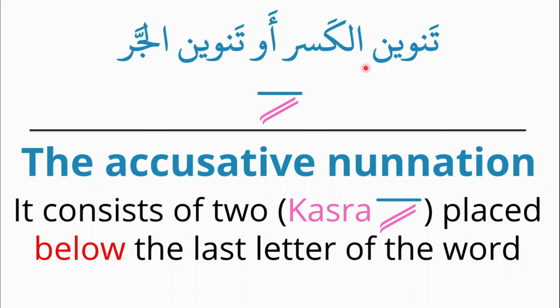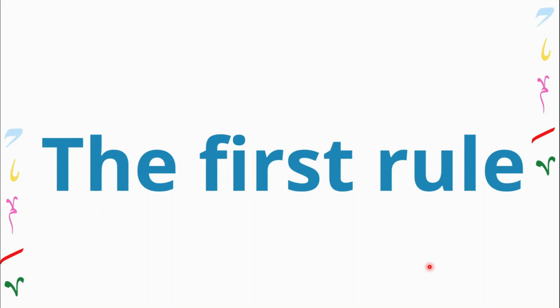The last one is تنوين الكسر or تنوين الجر. This one is a little different than the previous ones because the place of it, if you can notice, it consists of two kasra, double kasra, but this one is placed below. The previous ones were placed above the last letter, but for kasra, you have to put it below the last letter of the word. And now we will see some of the most important rules for التنوين.